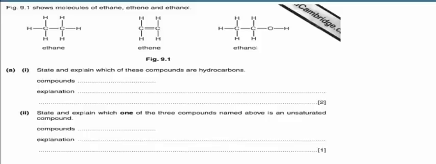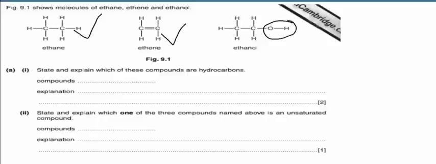Question A, Roman numeral number 1. State and explain which of these compounds are hydrocarbons. Looking at this question, hydrocarbons are organic compounds which are made up of hydrogen atoms and carbon atoms only. We see ethane and ethene. These are made up of hydrogen atoms and carbon atoms only. But when it comes to ethanol, it has the inclusion of an oxygen atom. Therefore, we are going to say ethane and ethene.